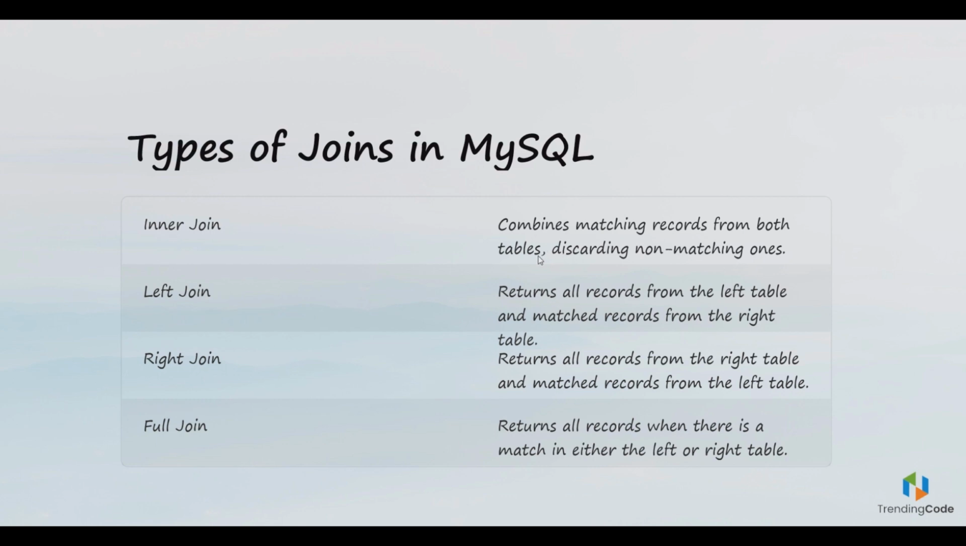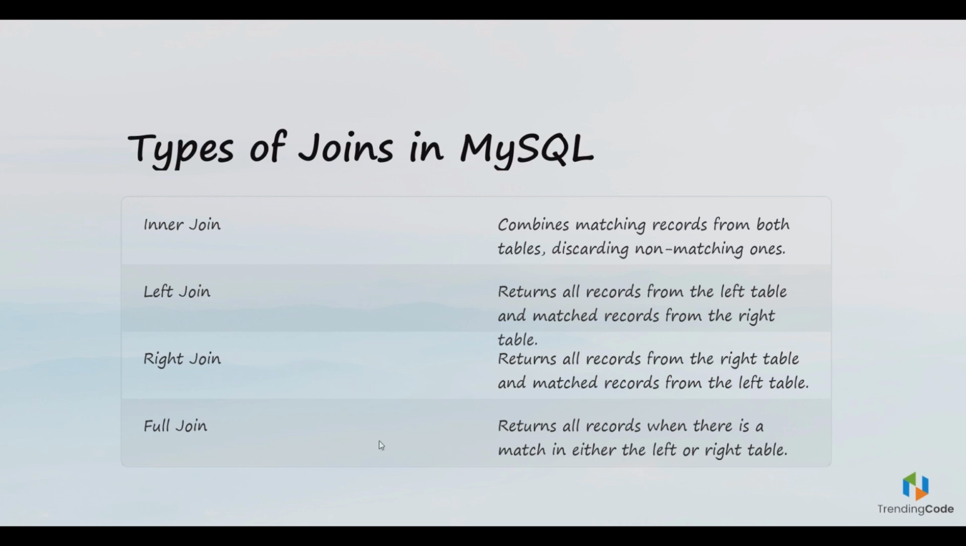When we are going for the inner join, we need to fetch details from the combined tables in which data are matching on both the tables. So those data which are matching in both the tables will be fetched through inner join. Left join is fetching all the records from the left table and matching records from the right table. On the other hand, right join is fetching all the records from the right table and matching records from the left table, just the opposite of left join.